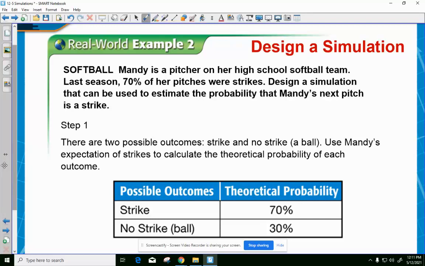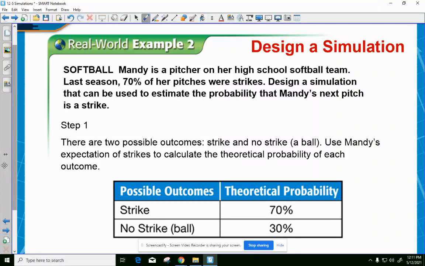So when you think about this, there's two possibilities. She throws a strike, she throws a ball. Even if you foul tip it or it goes in the dirt, it's still either a ball or a strike. Throw the ball over the head, they drop down, but the bat stays up in the air and hits the bat. Still a strike. So there's two choices. It's a ball or it's a strike.